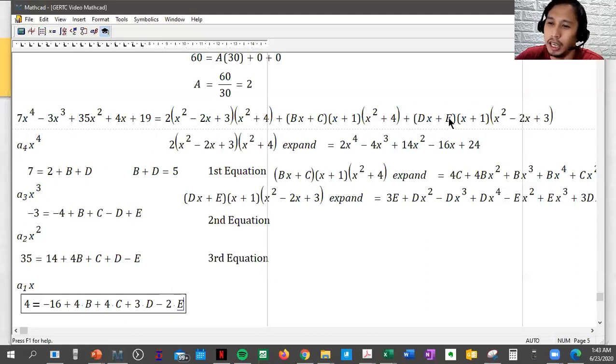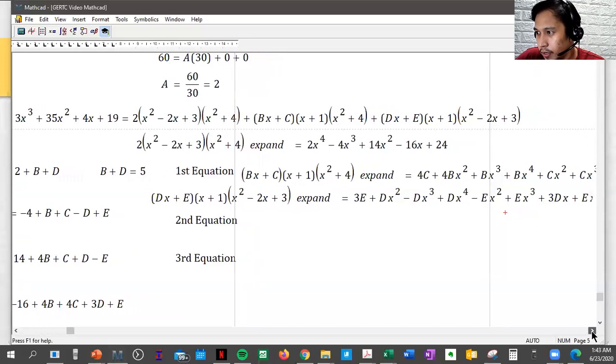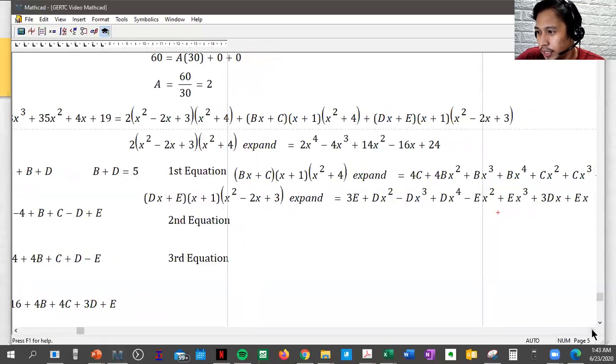Kanina, e times x, I made a mistake, no? E times x times 3 pala. So plus 3 pala ito. Plus 3e. Dapat linear. Next, e times 1 times negative 2x. So ito, minus 2e. So simplifying this, 3e minus 2e is e. So let's check dito. Yung linear dito. See? That is the only linear.